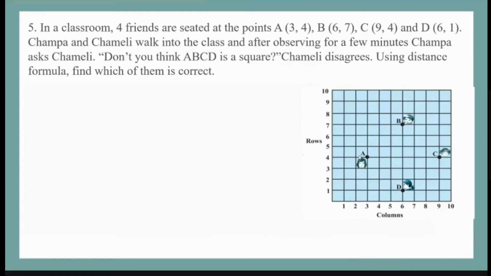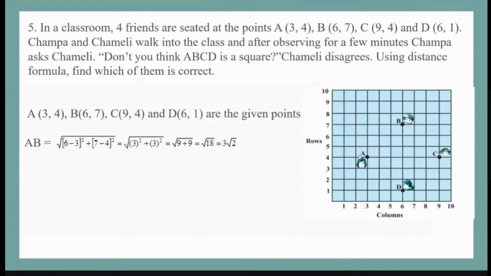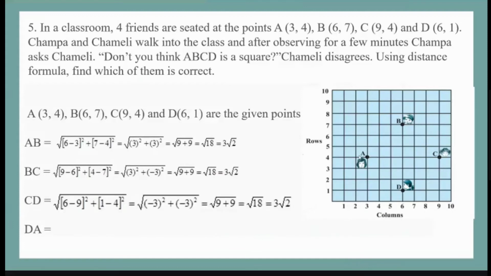So let's try to find out the sides first. I have 4 given points A, B, C, D. I find out AB, which comes out to be 3 root 2. I find out BC, which again comes out to be 3 root 2. CD and DA are all coming out to be 3 root 2 units.